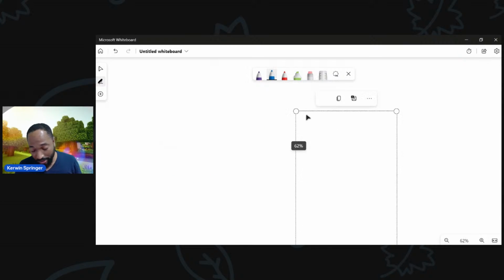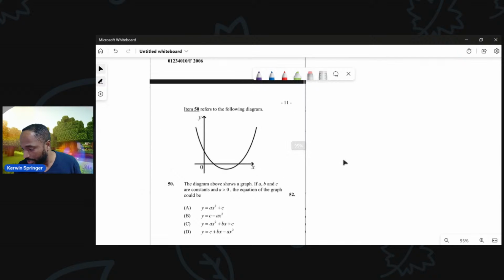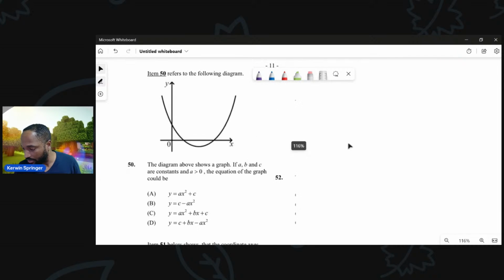We do enough there. I'll get all the tough questions out of the system there. I could close up. The diagram above shows a graph A, B, C.